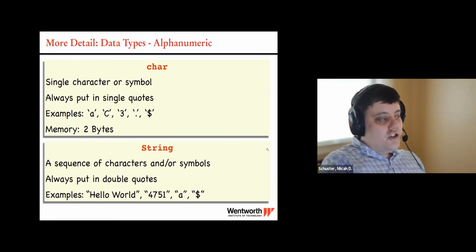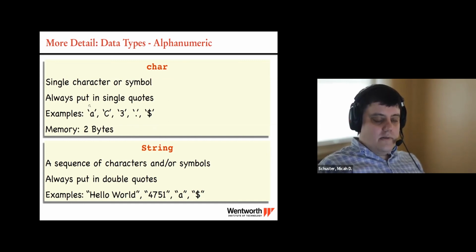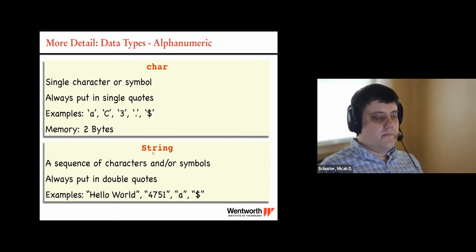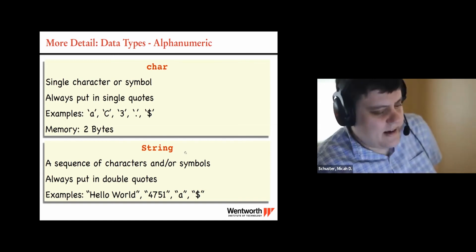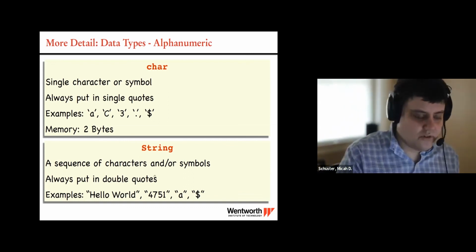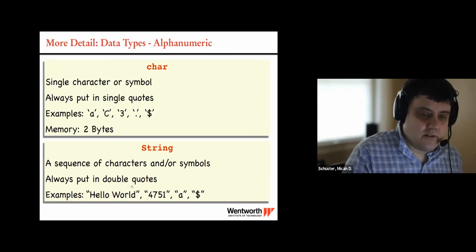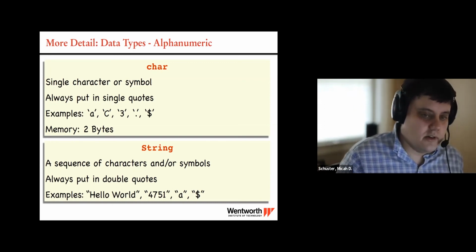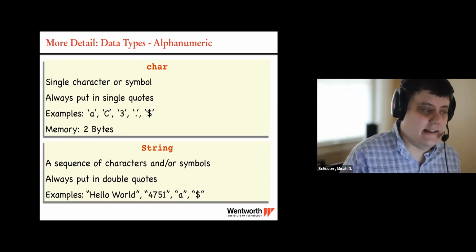All right, so chars, they're just a single character. They are always in single quotes, always. You never put a char in double quotes. These typically take 2 bytes of memory, maybe 1 byte, depending on the language. There's also strings. Strings are a little bit different. They're a sequence of characters or symbols. You always put these in double quotes. So when we print something out using printf, we use double quotes. So that is a string, technically a string.